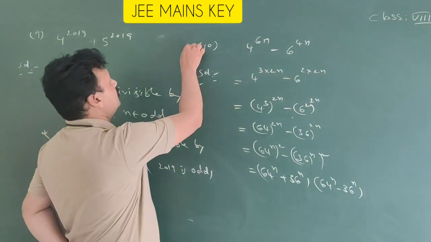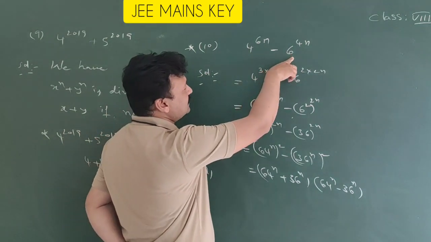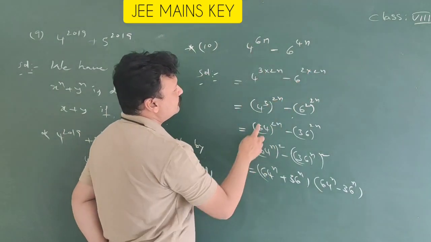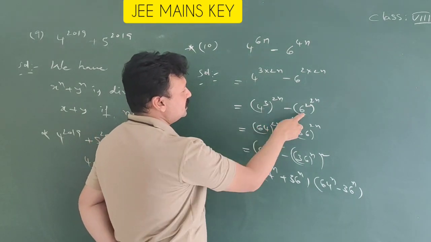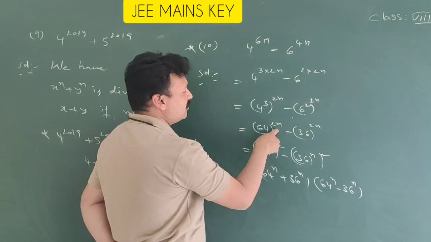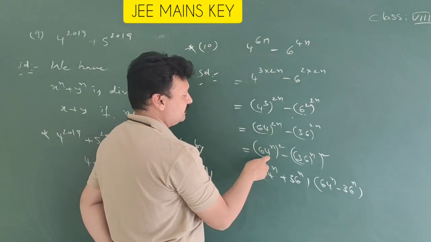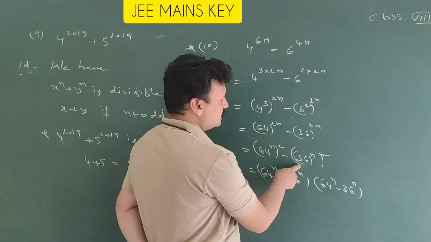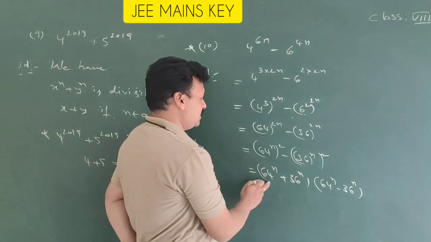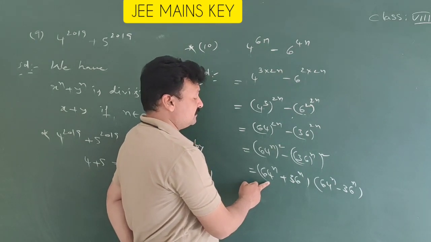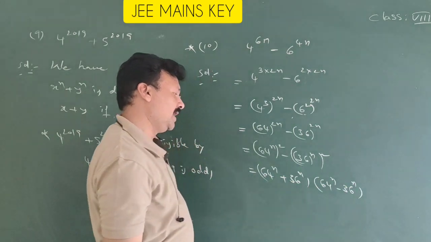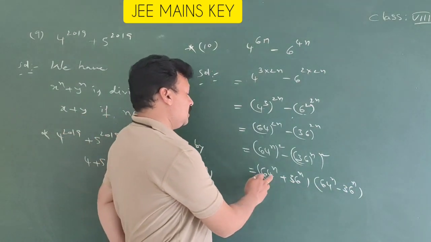Here, 4 power 6n minus 6 power 4n. 6 means 3 into 2, 4 means 2 into 2. 4 cube means 64, 6 square means 36, over 2n, power 2n. I wrote it in whole power n form: (64 power n) whole square minus (36 power n) whole square. That is in the form a square minus b square, which is (a plus b) into (a minus b): 36 power n plus 64 power n into 64 power n minus 36 power n.